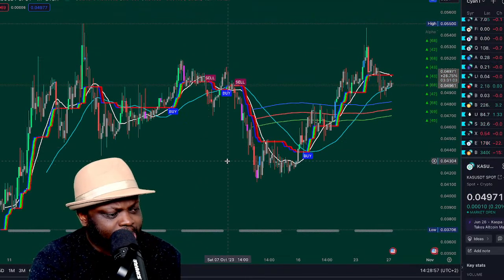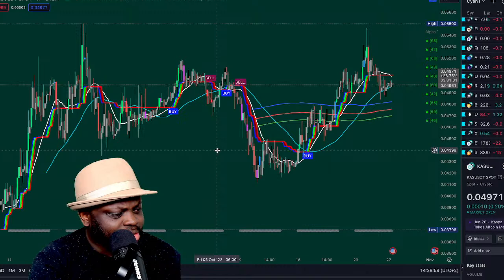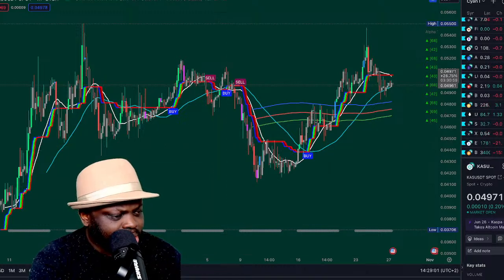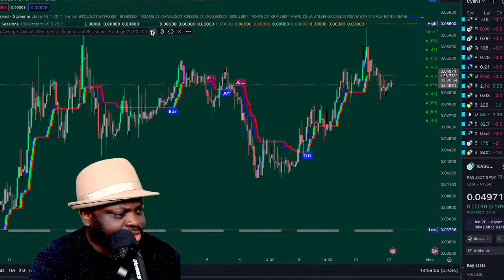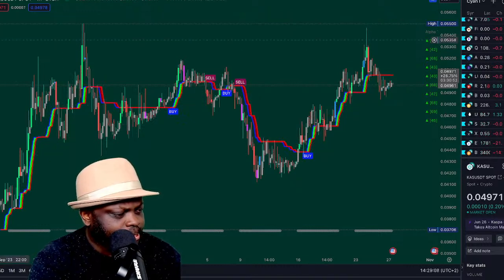Using this indicator, there's not much data here. Let me take out this one first. So, moving average. Okay, you can see on the 4 hours time frame, if you use this, you can see how it respects itself in an uptrend.